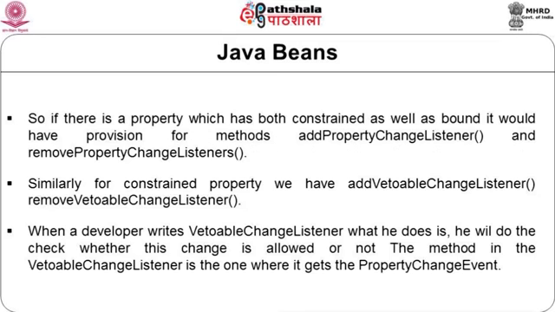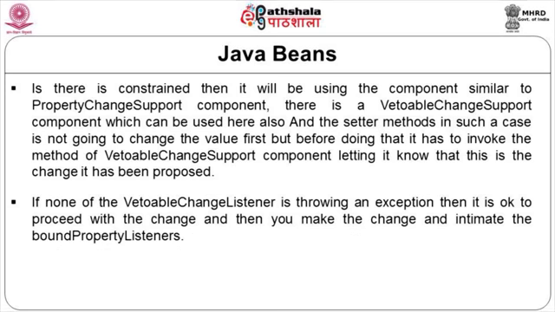So, if there is a property which is both constrained as well as bound, it would have provision for methods like add property change listener and remove property change listener. Similarly, for a constraint property we will have add vetoable change listener and remove vetoable change listener. When a developer writes a vetoable change listener, he has his logic to check whether the change is to be allowed or not. The method in the vetoable change listener is vetoable change, where he gets a property change event object, the same object that is also available in the property change listener's property change event.